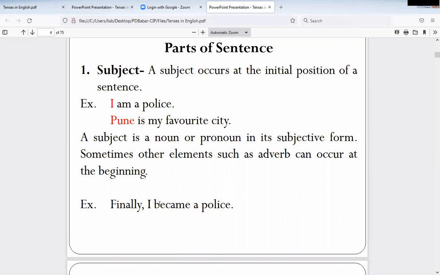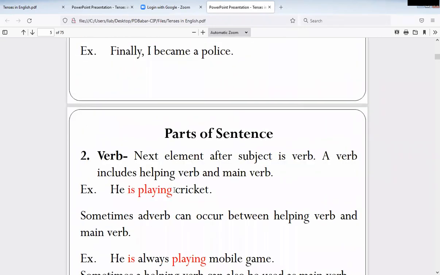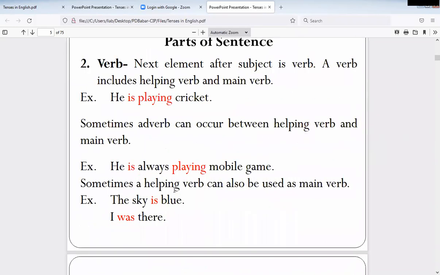So here we have used an adverb at the very initial position of a sentence. Let's see the second part of a sentence. The second part of a sentence is the verb. We have discussed the subject, which generally comes at the very initial position of a sentence, and the verb is followed by the subject. So after the subject, the verb comes.